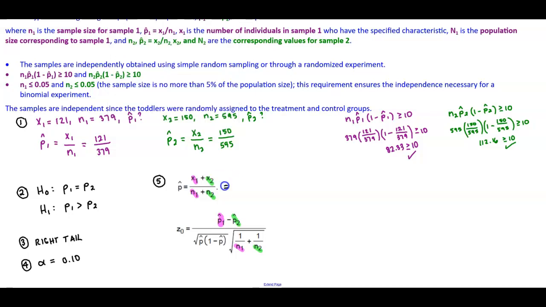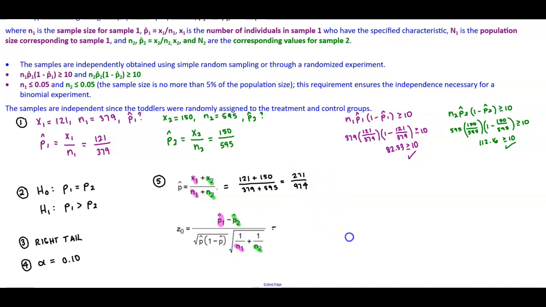So here, we're going to take x1, which is 121, plus x2, which is 150, and then divide that by 379 plus 595. If we add that together, we get 271 divided by 974. Now, you'll notice I kept these in fractions. We can simplify this and round it to 3 decimal places, but when we plug it in to find our test statistic, we want to make sure that we have the exact number so that we're able to round at the end. We don't want to create any errors by rounding first. You can, but when you're doing this by hand, it's better to leave it in fraction form.